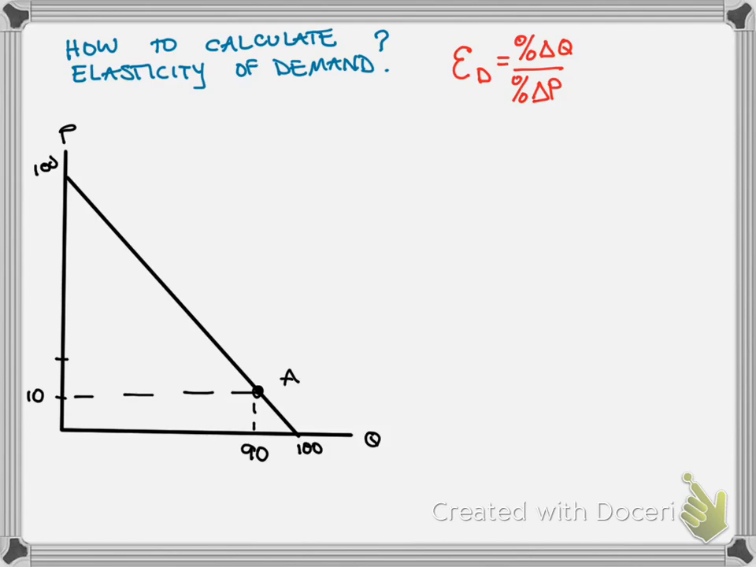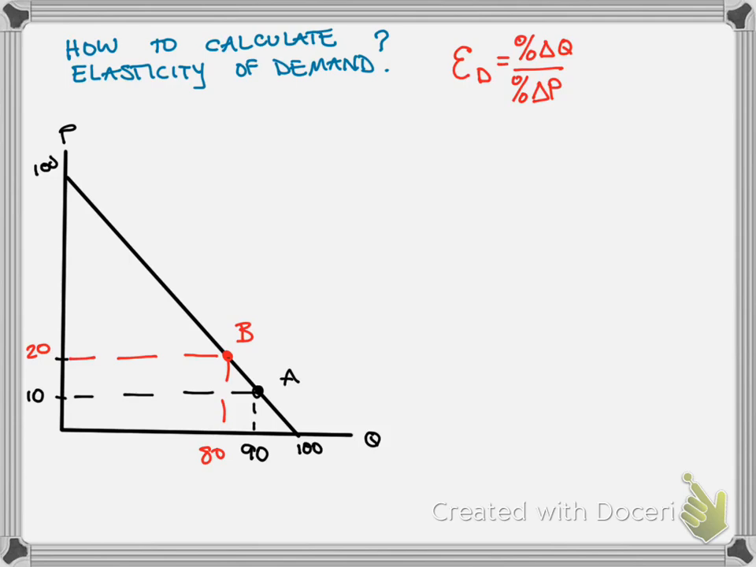So let's go ahead and look at an example where we start at point A, where we have a price of $10 and a quantity of 90. And let's suppose we go to point B, where now we have a quantity of 80 and a price of 20. Let's ask ourselves, what is the elasticity of demand?